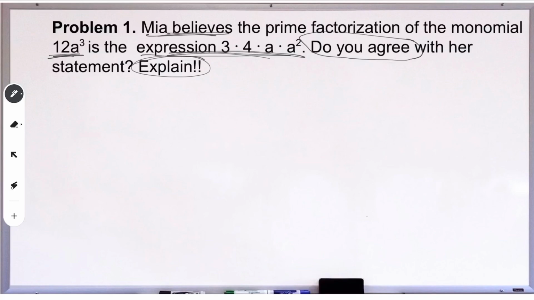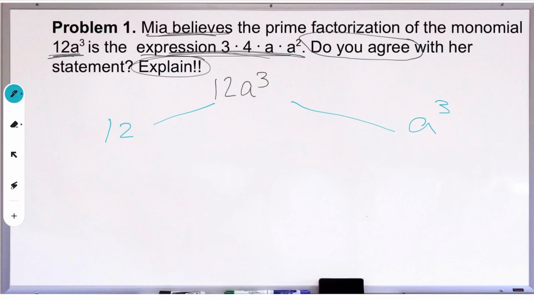So first things first, I want to write out 12a cubed, and I want to separate the coefficient from the variable. So I'm going to write 12 over here, and then I'm going to write a cubed over here. So let's start off with our coefficient on this side. We have 12. I want to find its prime factors.